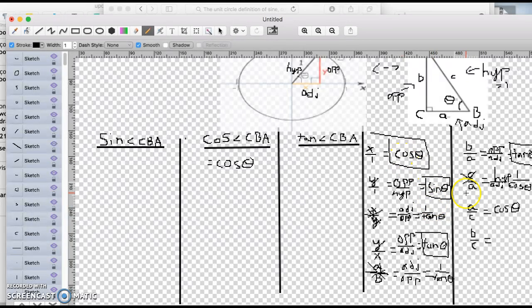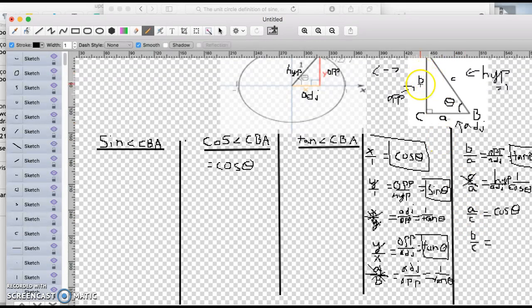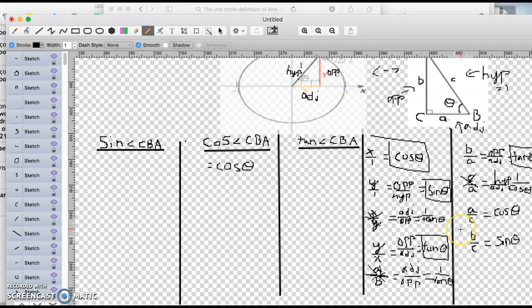Okay, the last term we're going to try out is going to be B over C. B over C, opposite over hypotenuse, is going to give us sine of theta. Perfect.